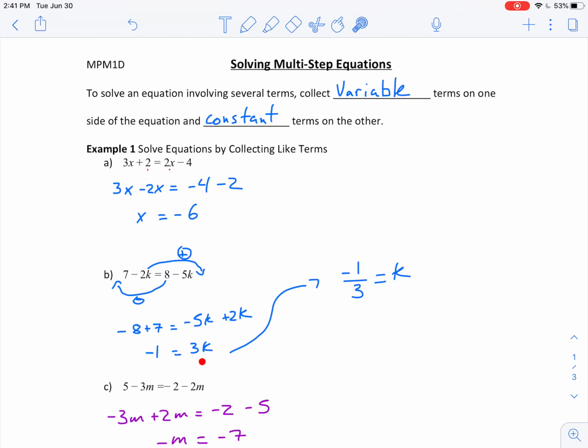So then negative 1 is equal to 3k. I need to isolate my variable by dividing both sides by 3, and I end up getting negative 1 over 3 is equal to k.